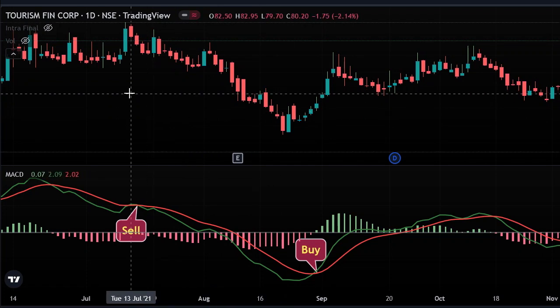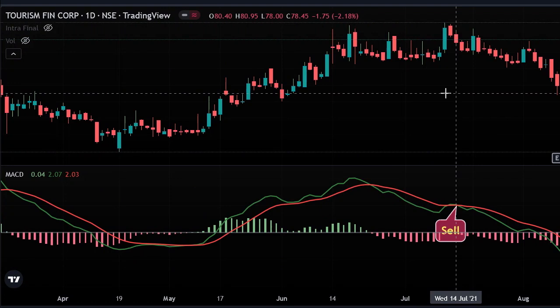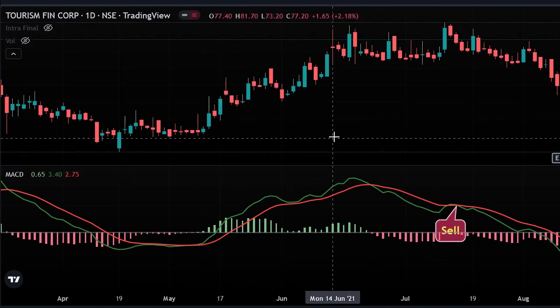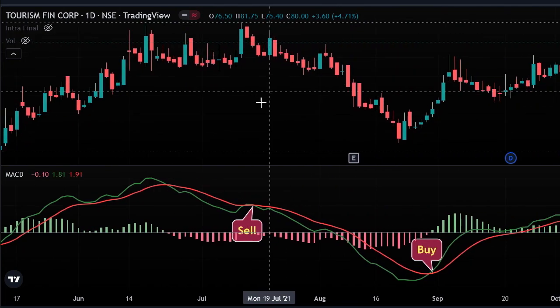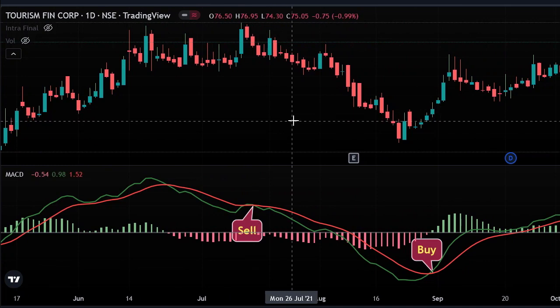Because the market had already given a big uptrend, then it became sideways, and then again on the second cross, we are getting a strong downtrend. So it means the crossover can happen below the zero line or above the zero line, but it doesn't matter. All that matters is the price action and some common sense about what actually happens before the crossover.